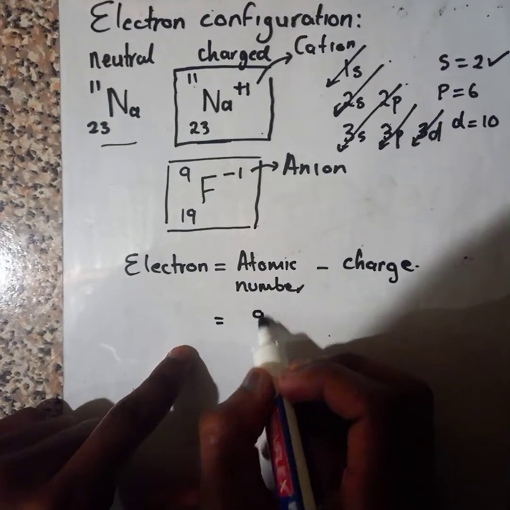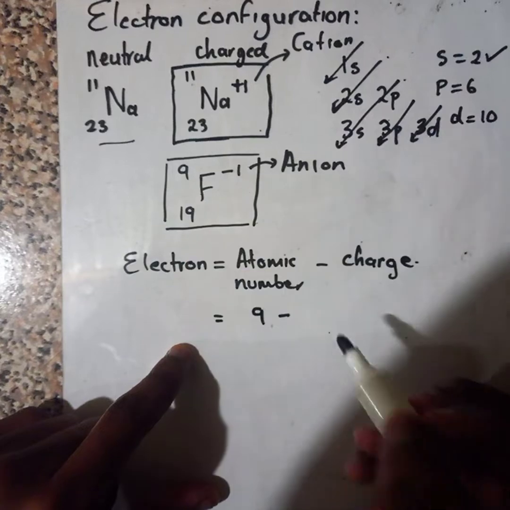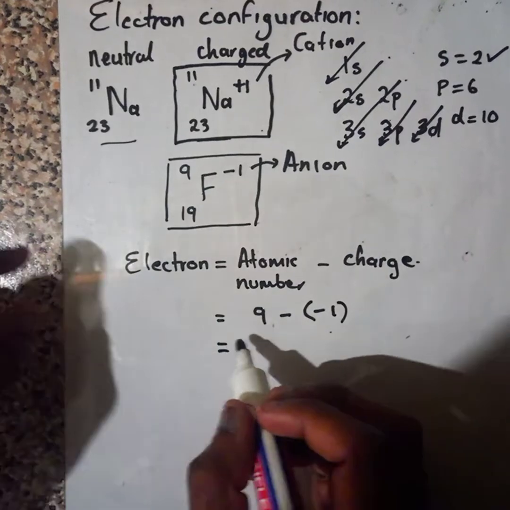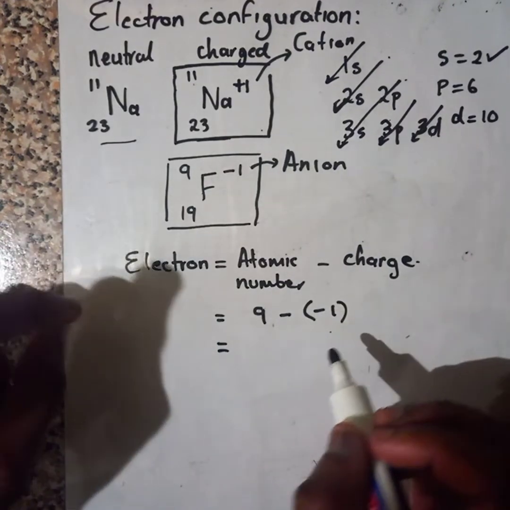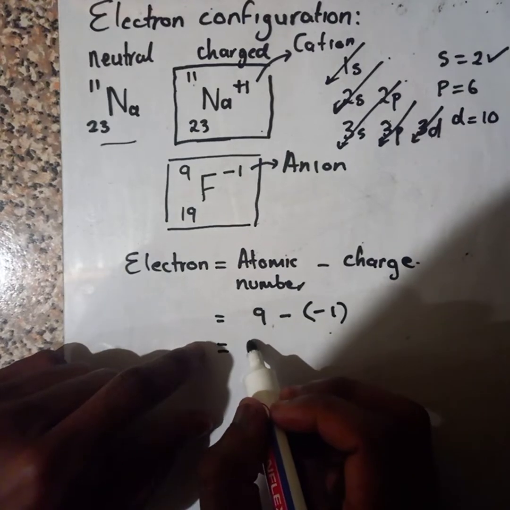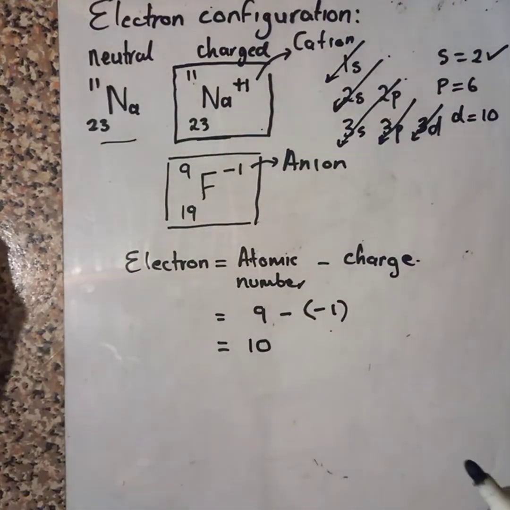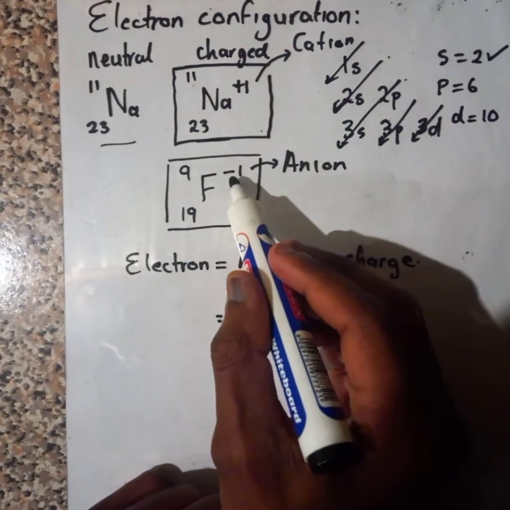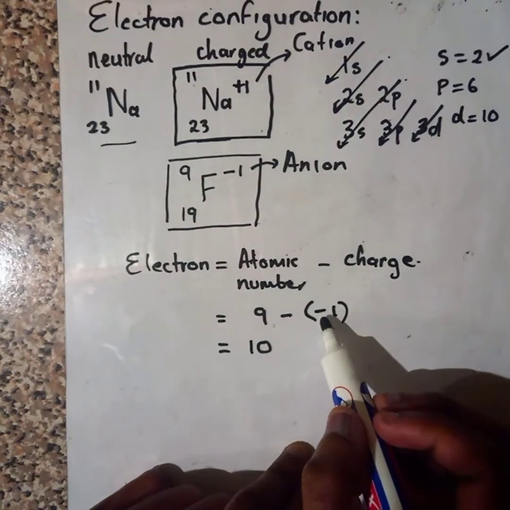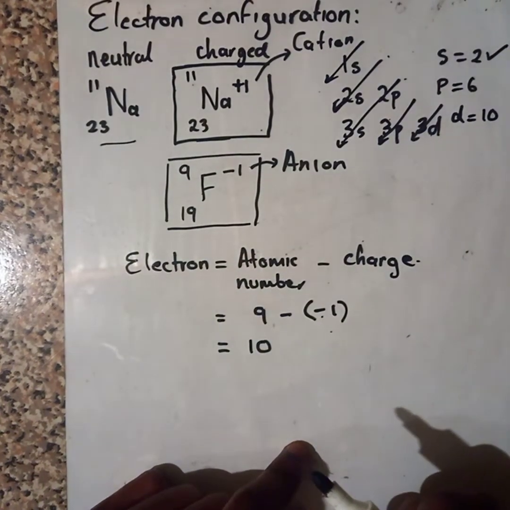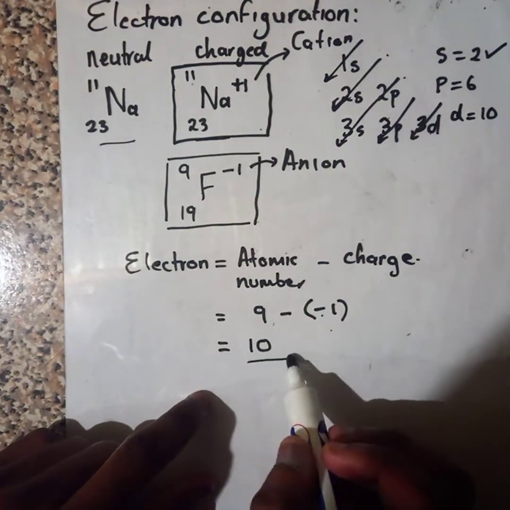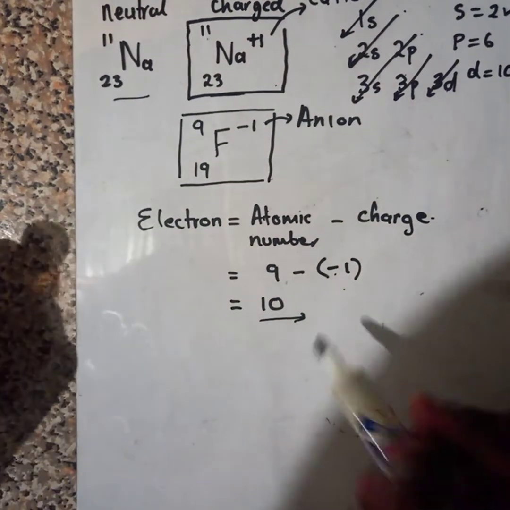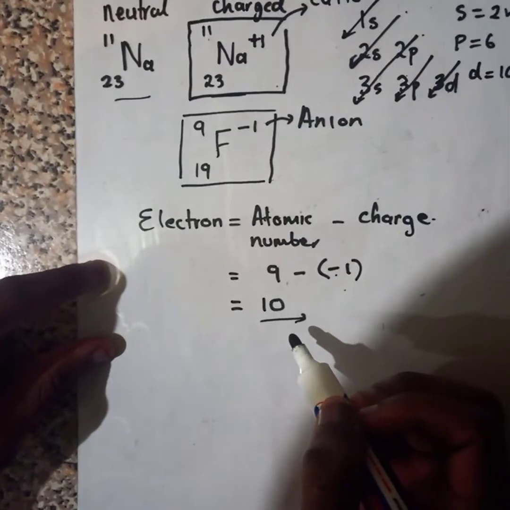We have atomic number of 9, minus, now we have a negative charge, which is -1. When you use your calculator, you are going to get plus 10. Then it's going to be simple. Don't forget to include this negative. You must also include your negative there. Do you understand? Then at this point we can now say, okay, we have 10 number of electrons.